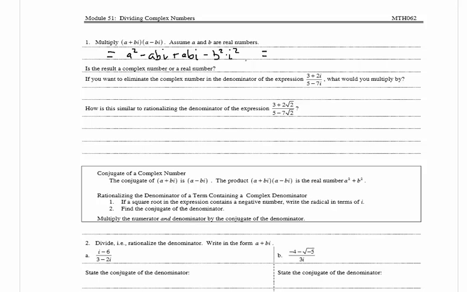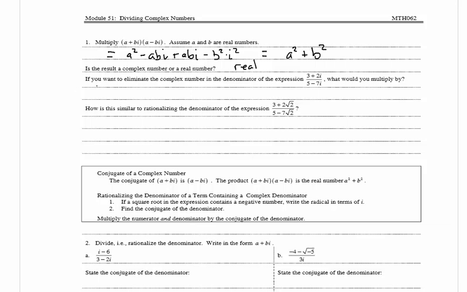And our negative abi and our positive abi cancel, and i squared is equal to negative 1. So what we're left with is a squared plus b squared. And it wants to know if the result is a complex number or a real number. And we don't have any i's in a squared plus b squared, so this is a real number.